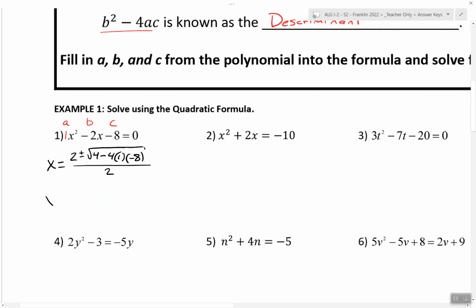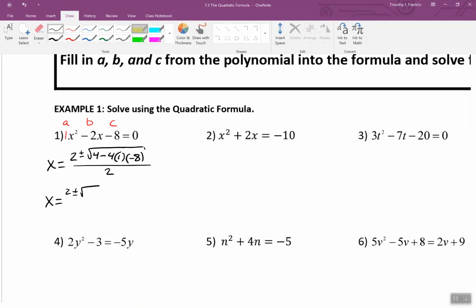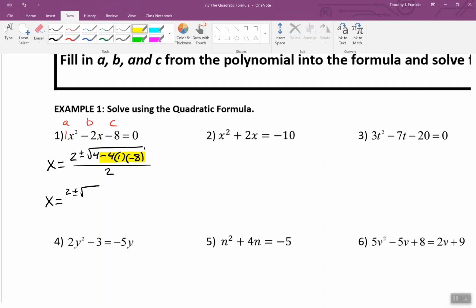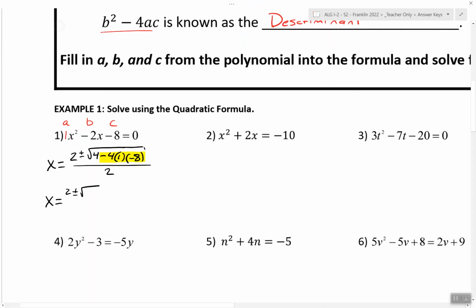So now let's simplify a little bit. So x equals 2 plus or minus the square root. Now we have 4 minus 4 times 1 times negative 8. Let's just figure out what that is. Negative 4 times 1 times negative 8, that's positive 32. So this is going to be 4 plus 32 all over 2. So x equals 2 plus or minus the square root of, that's 36 all over 2.